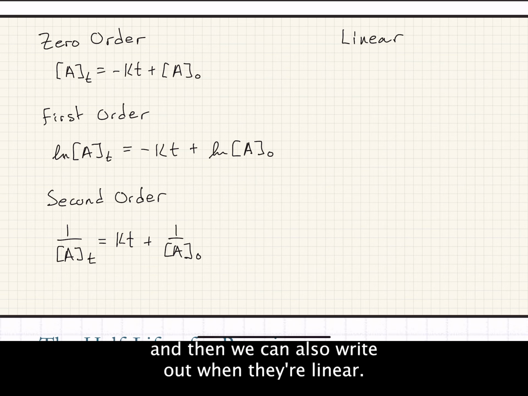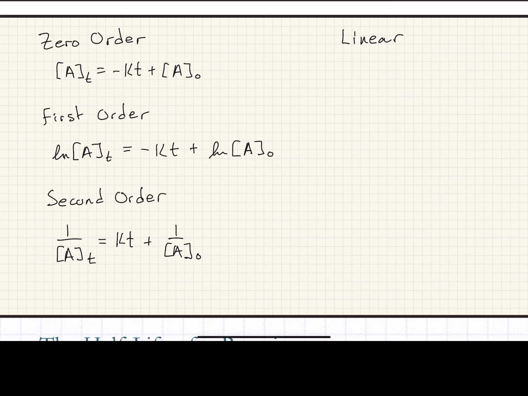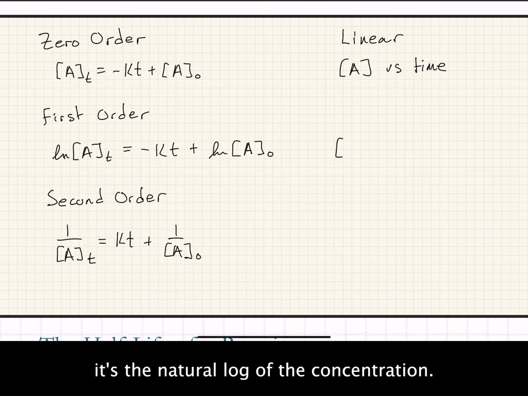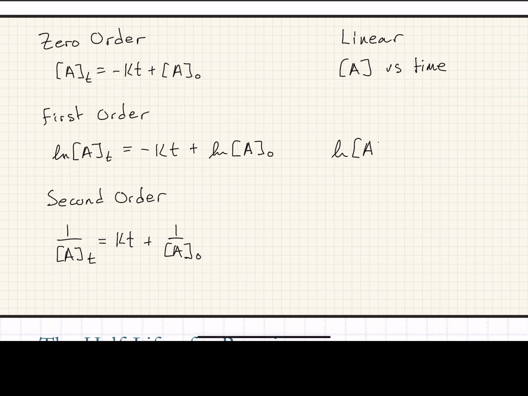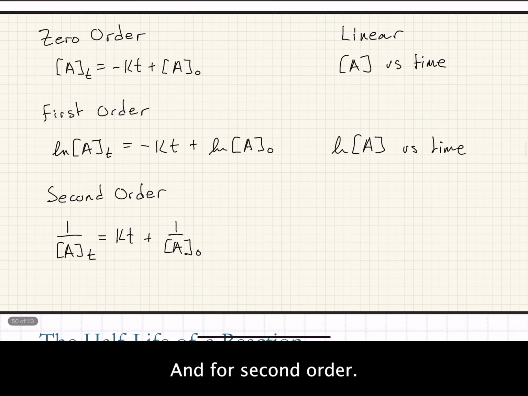And we can also write out when they're linear. So this one is just concentration of A versus time. For first order, it's the natural log of the concentration versus time. And for second order, 1 over the concentration versus time.